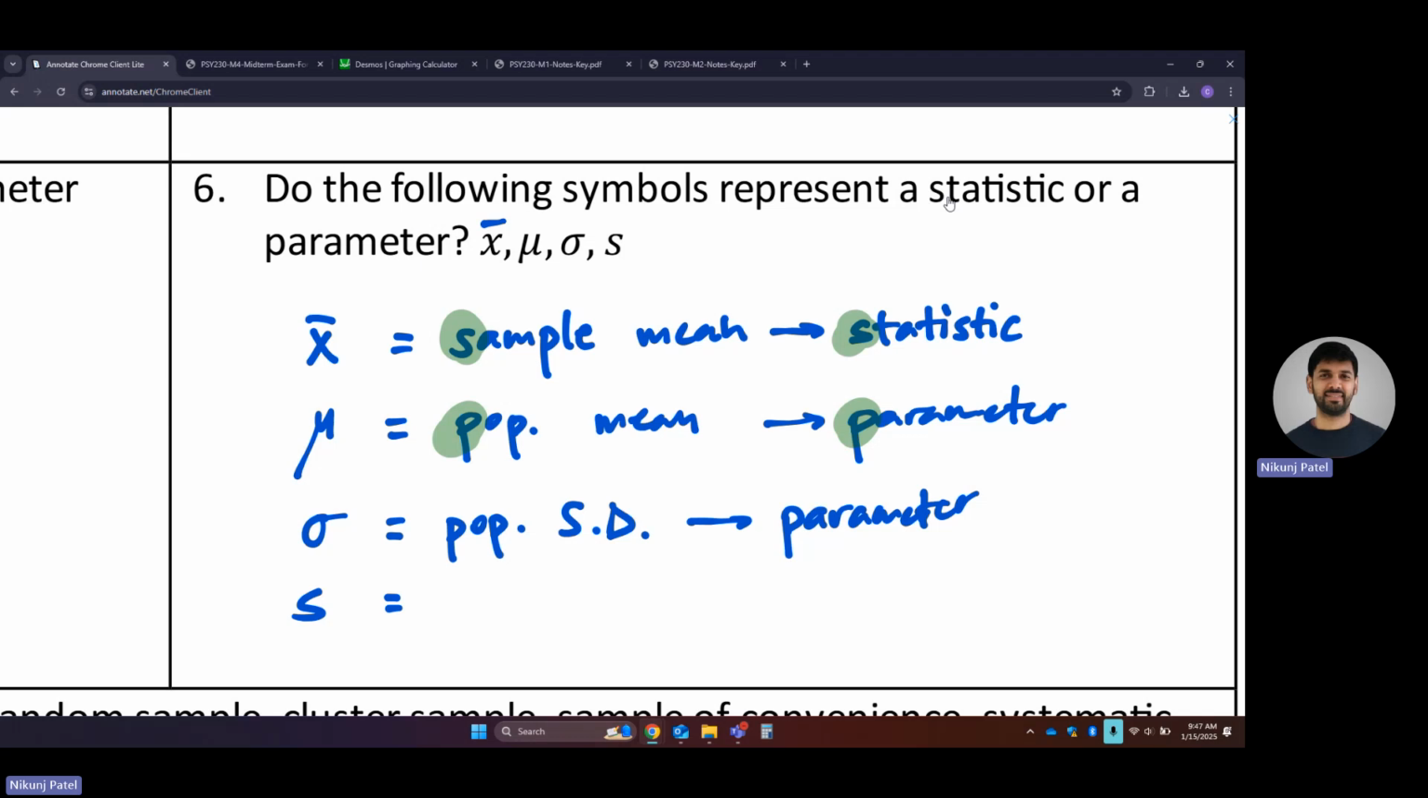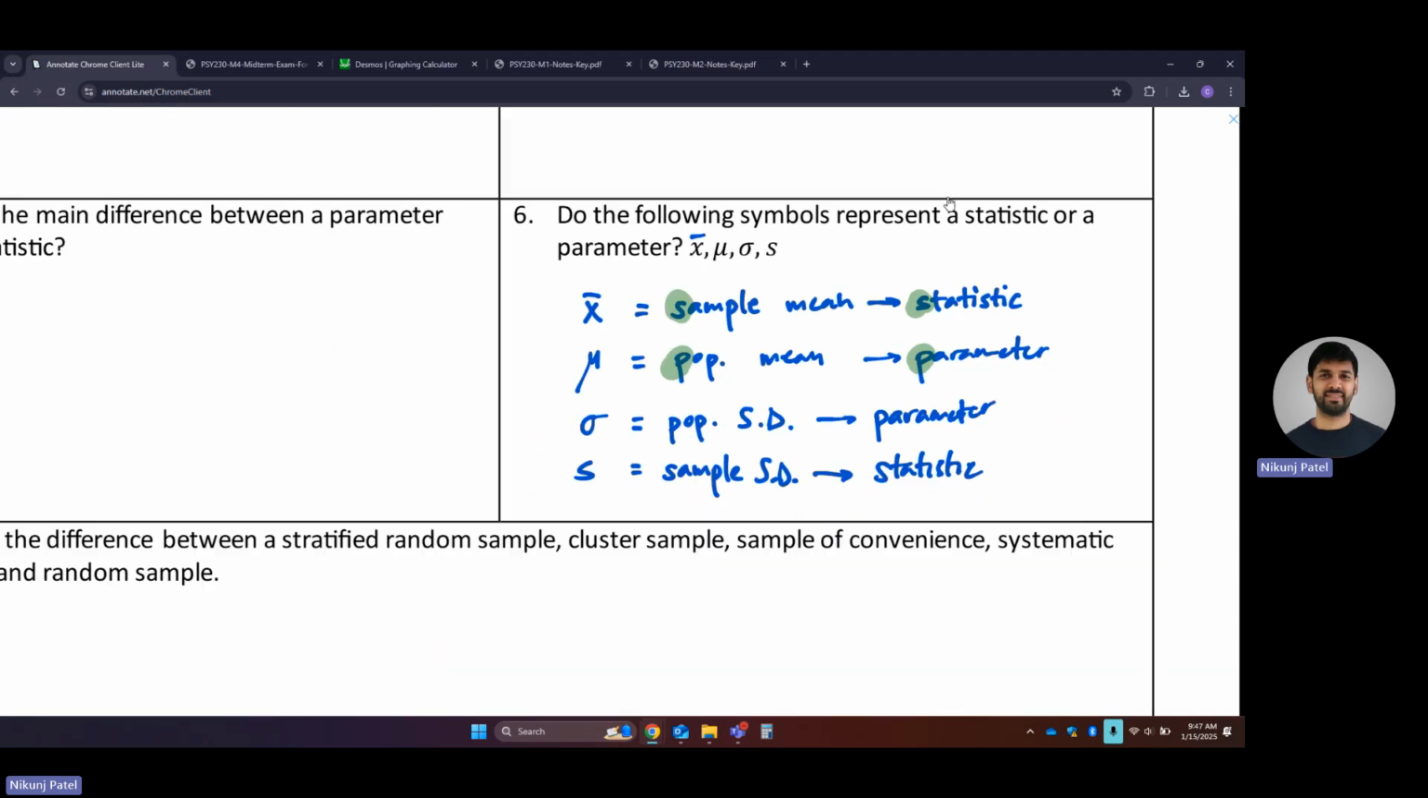And then the last one, S, that's the sample standard deviation, and that obviously then now is a sample. Oh, not a sample, statistic. Yep. And so sample value calculated is categorized as a statistic. There's number 6.